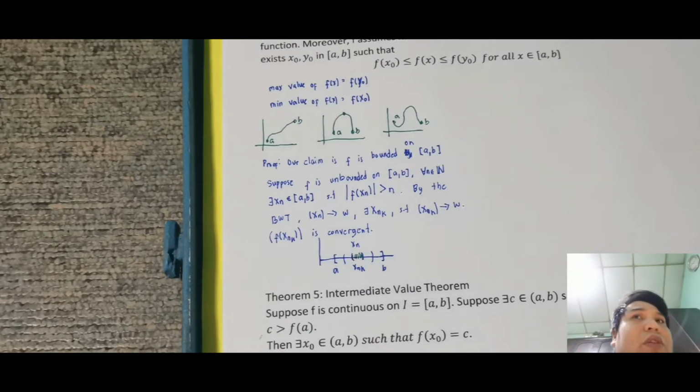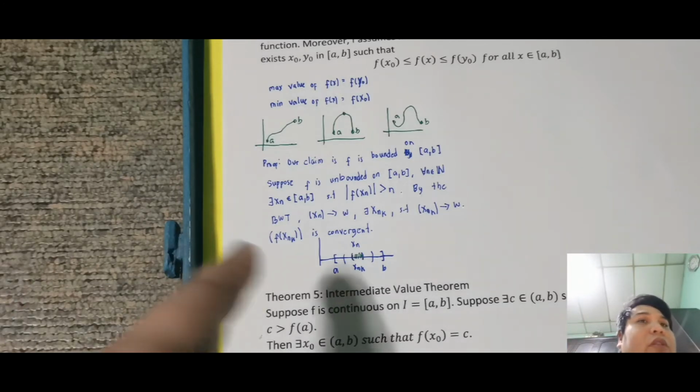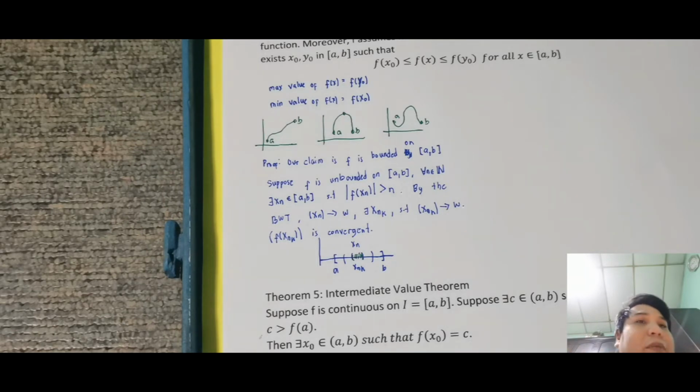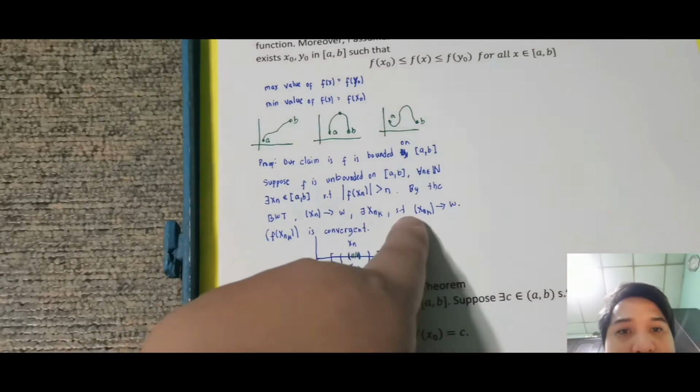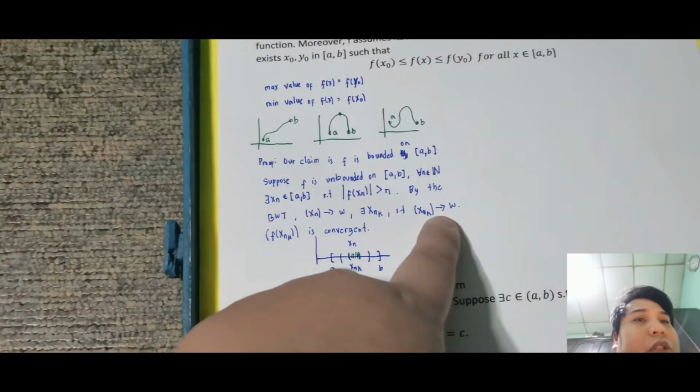So, since f is continuous, by the theorem, there exists an x sub n such that x sub n approaches c, then f of x sub n approaches f of c. So the same thing happens here. There just exists a subsequence such that f of x of that subsequence approaches, such that x sub n sub k approaches w.